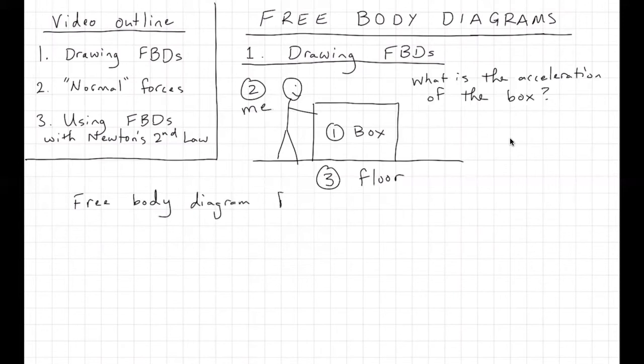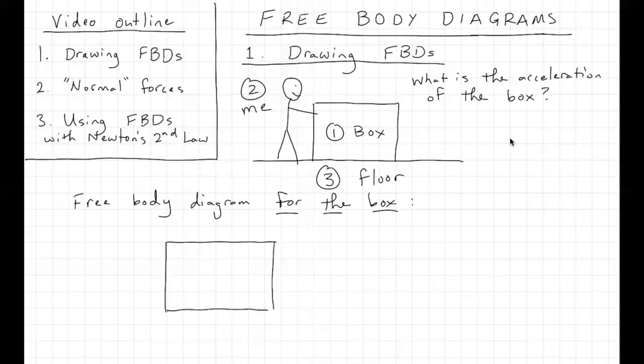So when I'm doing this, I want to emphasize for the box, because that means that I'm only considering forces that act on the box and no forces that don't act on the box. So if there's a force on me, I'm not considering that when I'm drawing the forces on the box. And maybe this will make sense as I start to talk about it. So let me draw the box by itself. So here's the box. All right. So what sort of forces act on this box?